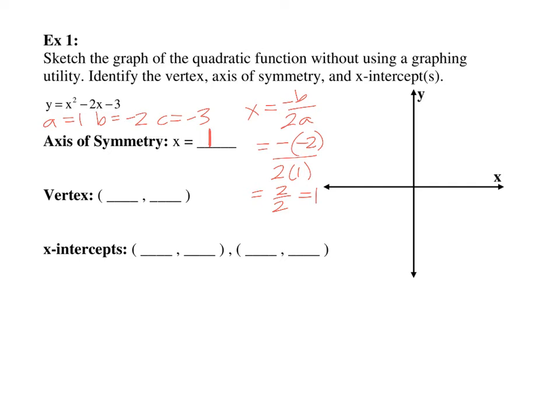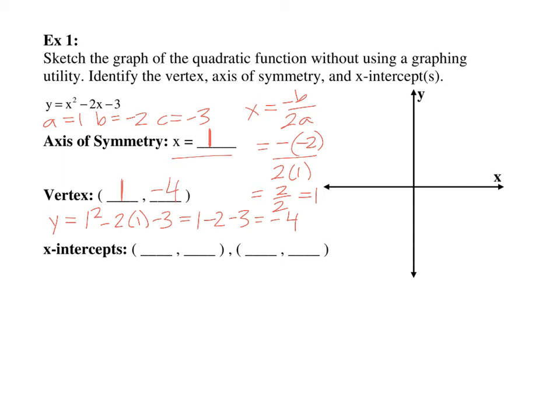Now, what's the relationship between the axis of symmetry and the vertex? Well, the axis of symmetry passes through the vertex. So since the x value here is 1, the x value of the vertex is 1. To figure out the y value, all I have to do is plug in the x value. 1 squared minus 2 times 1 minus 3. 1 minus 2 minus 3. So I get 1 minus 5, which is negative 4. So now I have the vertex.